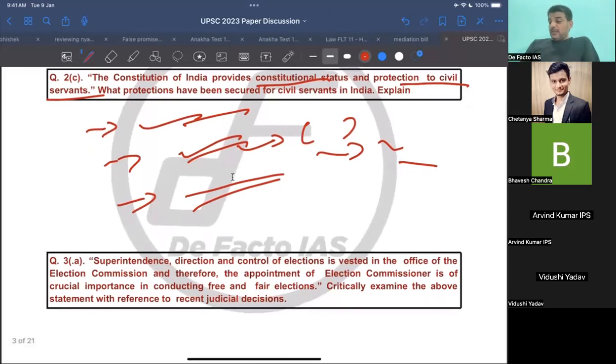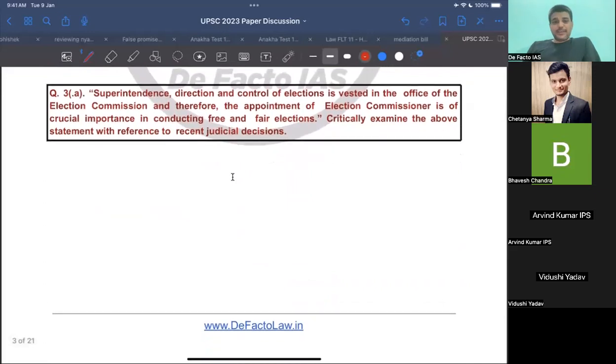Now let's come to question number 3A. Question number 3A again is quite a simple question. It says superintendence, direction and control of the Election Commission.